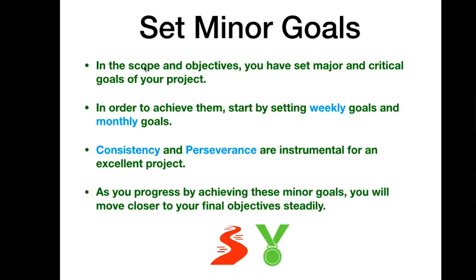So earlier in the literature review, we talked about how you define the scope and objectives, and how you set major and critical goals of your project. And then to achieve these critical goals, you have to start by setting minor goals, small goals, which are like taking place weekly or monthly, and then engaging in them consistently and in a very perseverant manner. Then you can take small baby steps towards achieving the higher target. And therefore, like I said, as you progress by achieving these minor goals, you will move closer to the final objectives steadily. So therefore, it's very important to set minor goals and achieve them, because that would be a rewarding experience.